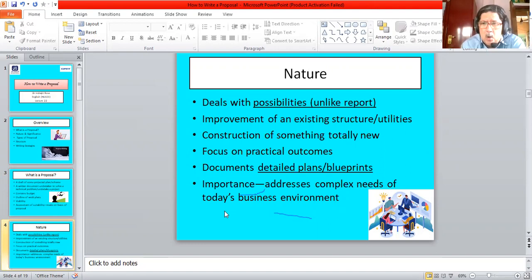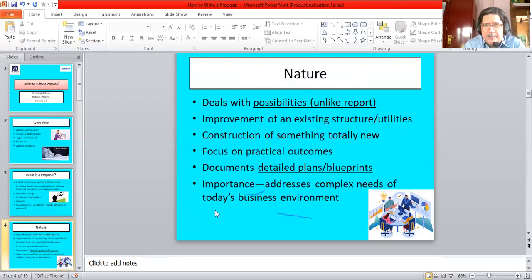Okay. Or it can talk about, as I have just mentioned a little while ago, improvement of some facilities which are already there, or utilities which are there but which can be improved upon, or modification. Let's say I have a small gymnasium in my college. Now I plan to make that into a large-scale gymnasium. So there's an upgradation, okay?